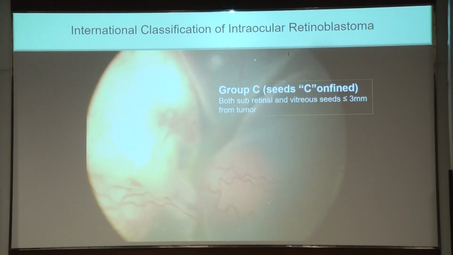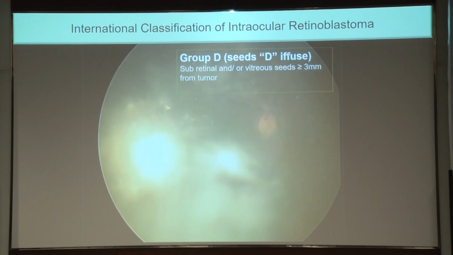Now C and D is a stage where we start having seeds. It could be subretinal seeds, it could be vitreous seeds. Now C stands for confined, where there is a focal seed. D stands for diffuse, where there are diffuse seeds. Okay, so this is group C with confined seeds and group D with diffuse seeds.